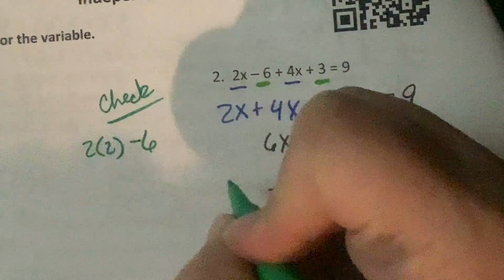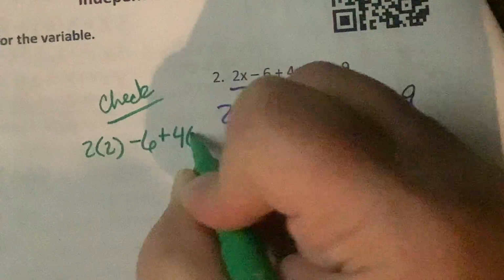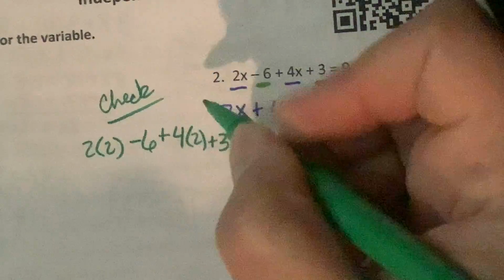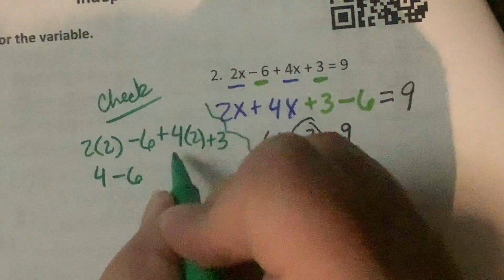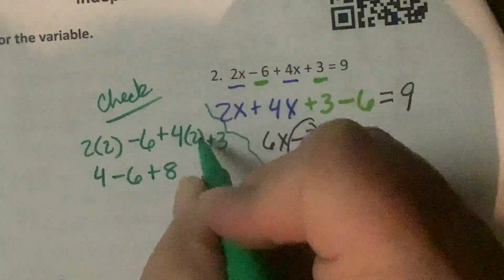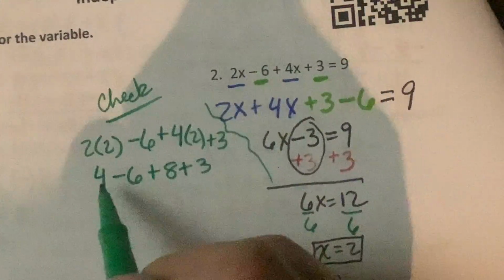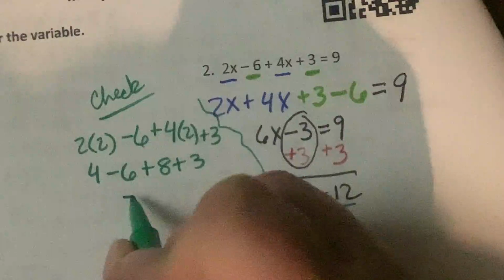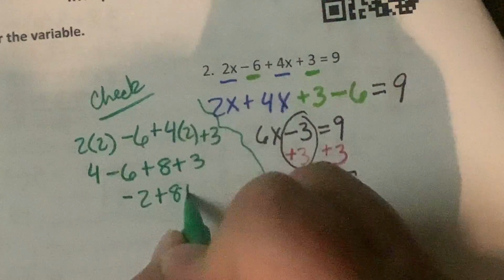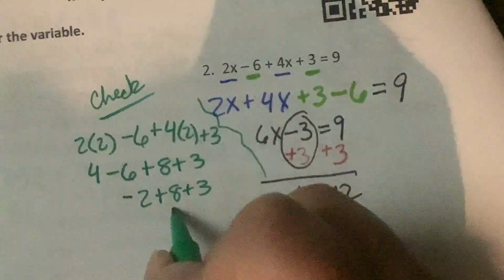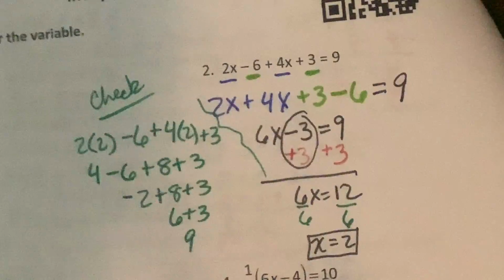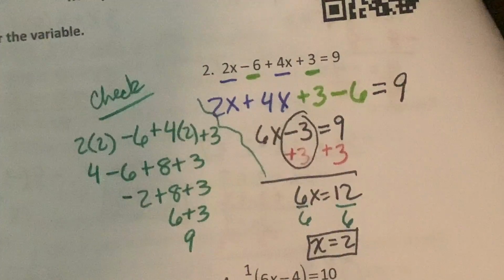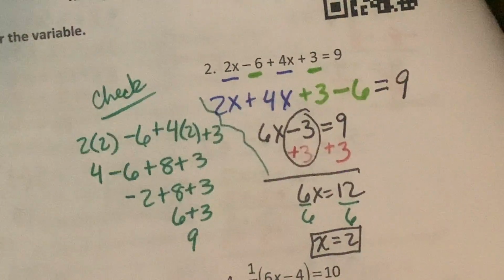2 times 2 minus 6 plus 4 times 2 plus 3. 2 times 2 is 4, minus 6. 4 times 2 is 8, plus 3. All right. 4 minus 6 is negative 2, plus 8 plus 3. Negative 2 plus 8, 6 plus 3. Oh, thank God, that equals 9. Sometimes paper is better than my phone. Imagine that, knowing how to do math.